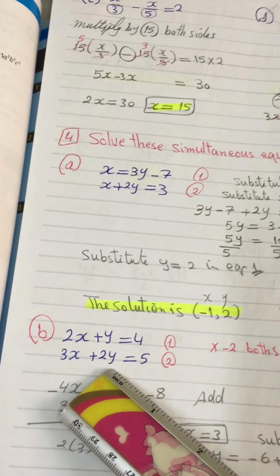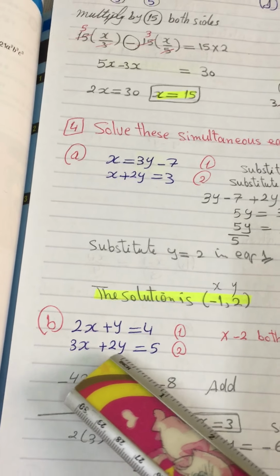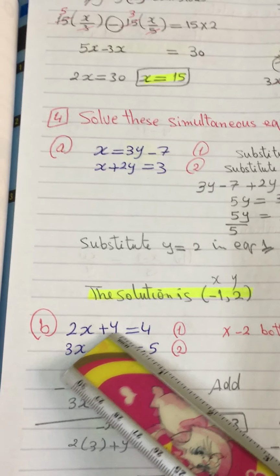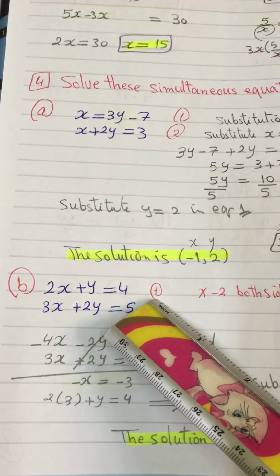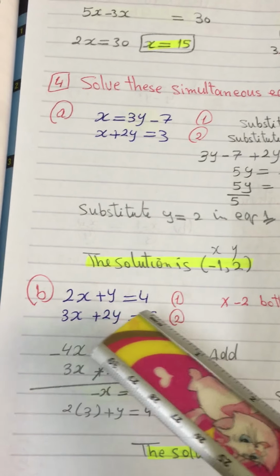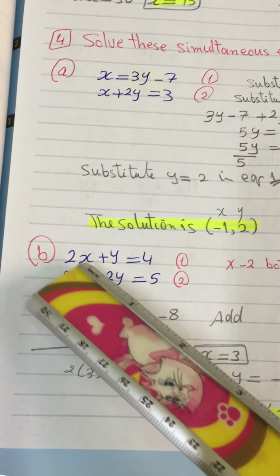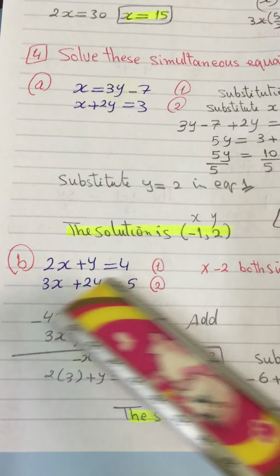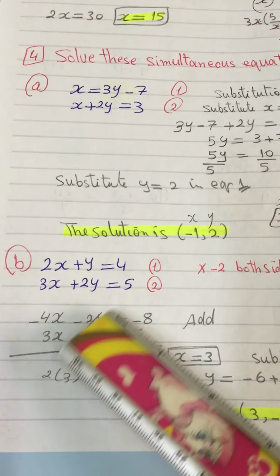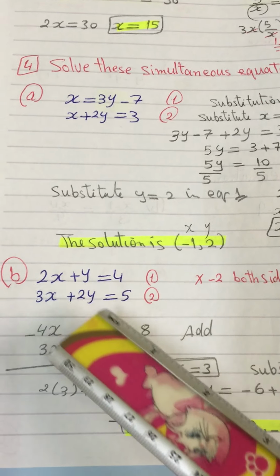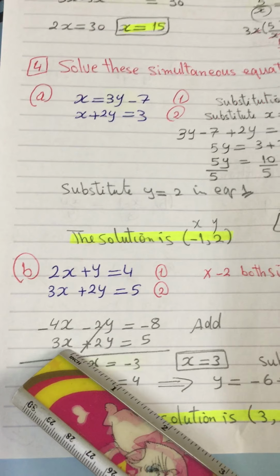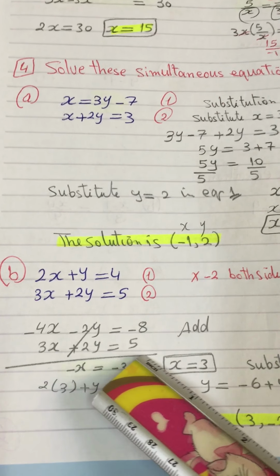So here I want to cancel y. I have here 2 positive y, so I want to make this y 2 negative. I'll multiply all the equation, both sides, by -2. So the first equation will be -2 multiplied by 2x equals -4x, -2 multiplied by y equals -2y, and -2 multiplied by 4 equals -8, like this. And the second equation is still the same, 3x plus 2y equals 5.